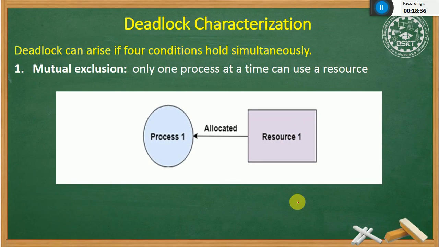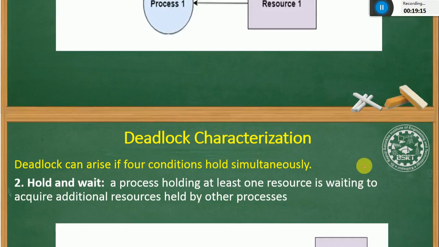So the first cause of deadlock is mutual exclusion. Mutual exclusion is nothing but resource one, having instance one, being utilized by process one at a specific interval. No other process can utilize resource one. That is called mutual exclusion: only one process at a time can use the resource. This diagram easily explains the concept. If another process, process 2, wants resource 1, it will be continuously waiting, which causes the deadlock. So that is mutual exclusion.